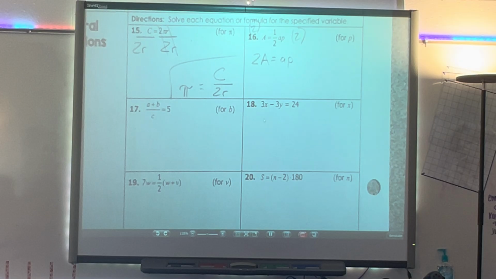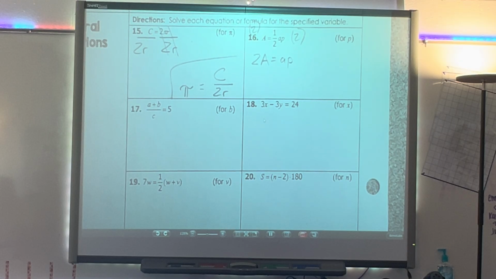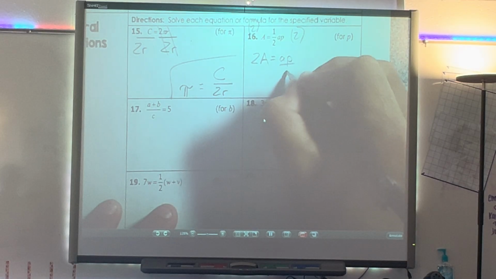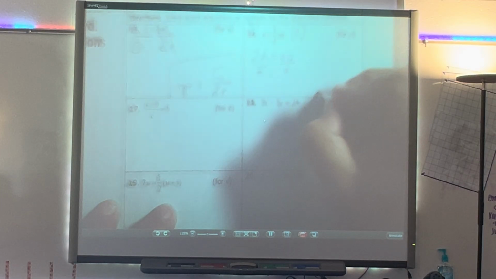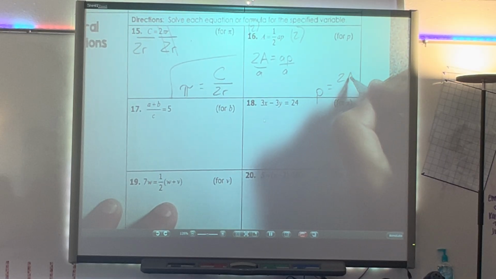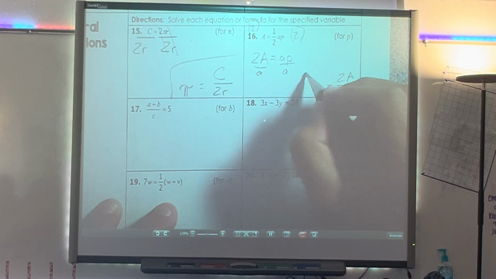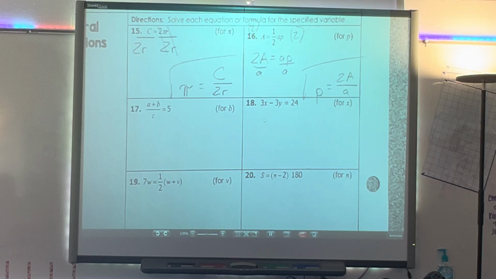Now what needs to go away? Little a. It's attached to p by multiplication, which I get rid of by dividing by little a. So then p is equal to 2 times big A divided by little a. And that's it. Everybody okay? Questions or we're good? Okay, all right.